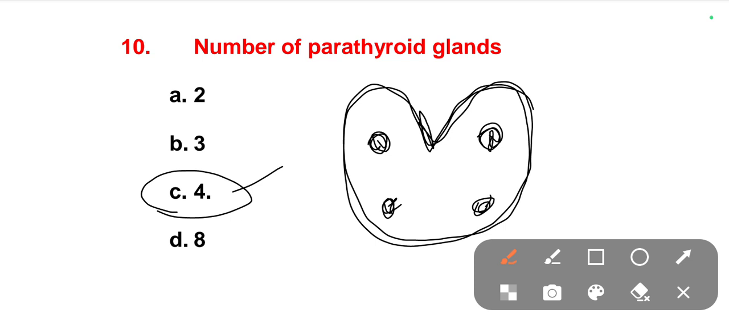Para is nothing but related. Thyroid is the thyroid gland. So the parathyroid glands are located at the back of the thyroid gland, and four parathyroid glands are present.